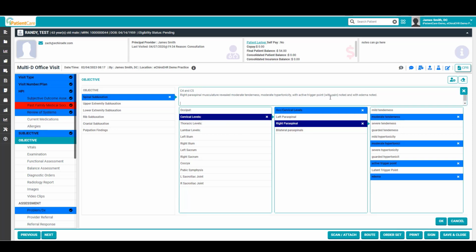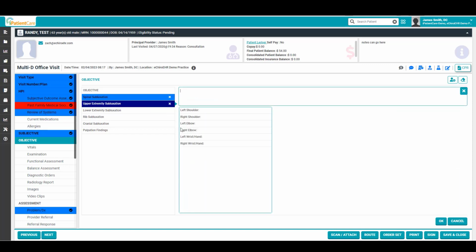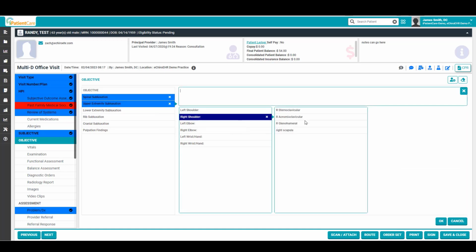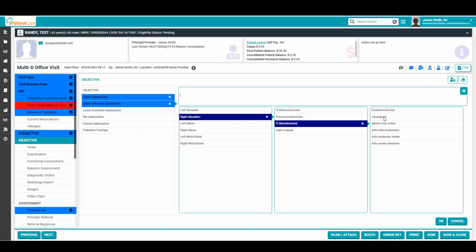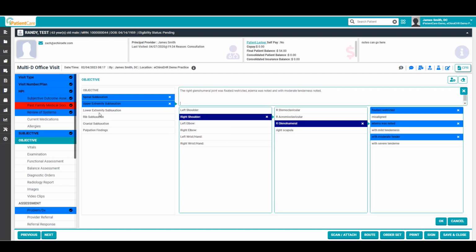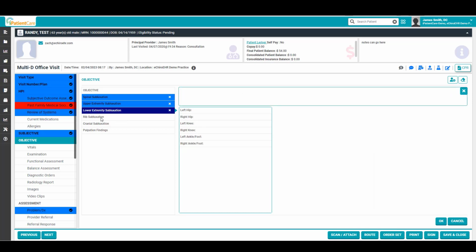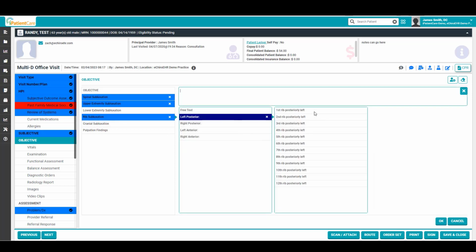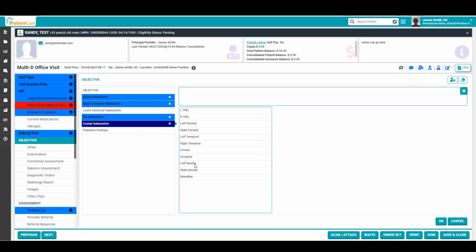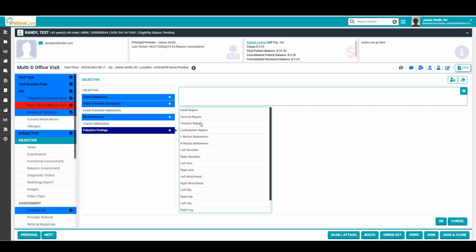And you can see that that lays out per segment, and of course this supports the PART subluxation guidelines from Medicare. The same can be documented for upper extremity, right shoulder, the specific joint, and was it fixated, restricted, was there edema, is there tenderness, lower extremity, and rib subluxation, posterior, anterior, left and right, cranial subluxation, and then finally palpation findings.